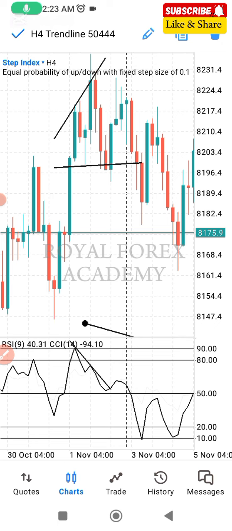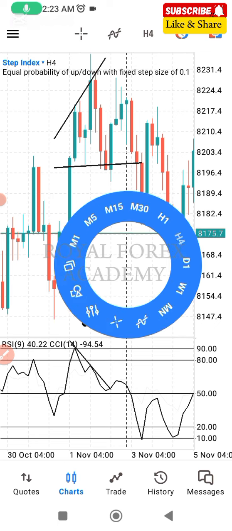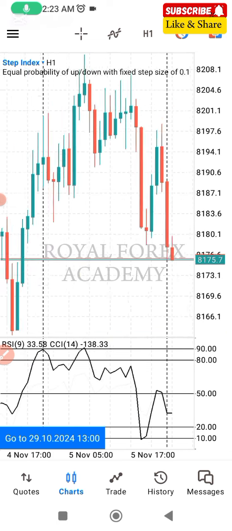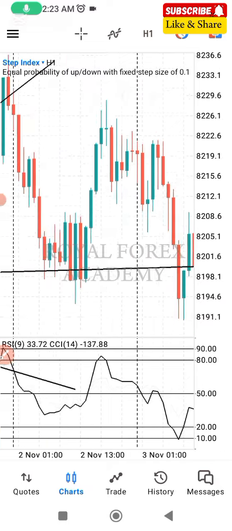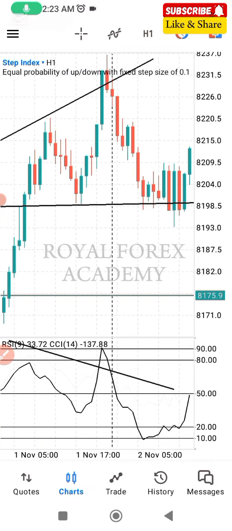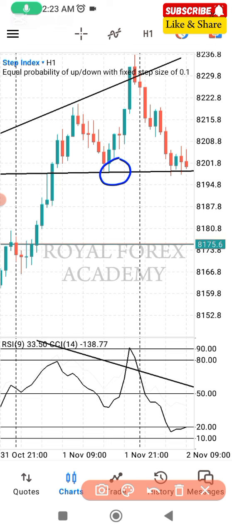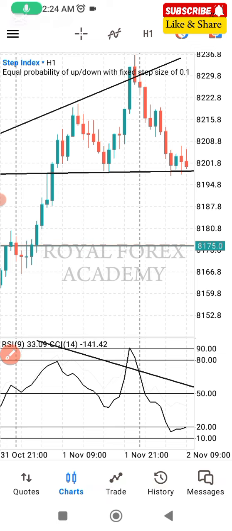you are not making an entry. You move to your H1 because structure have been broken. You want to make entry on a lower time frame. So here is our lower time frame, and this is the structural point that was broken because this is a higher high and this is a higher high. So this is the structural point that was broken, right, from H4.